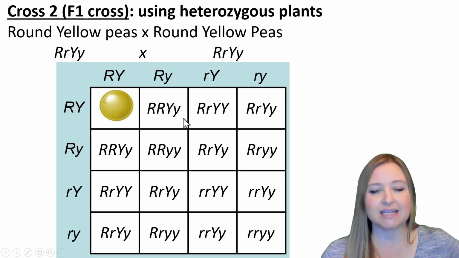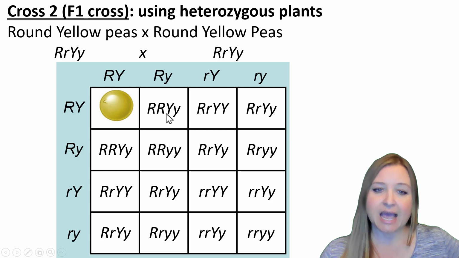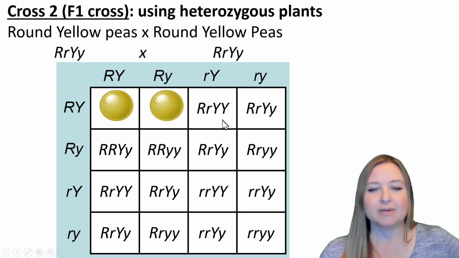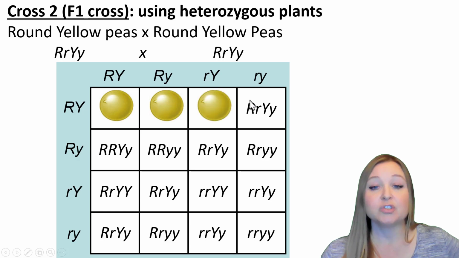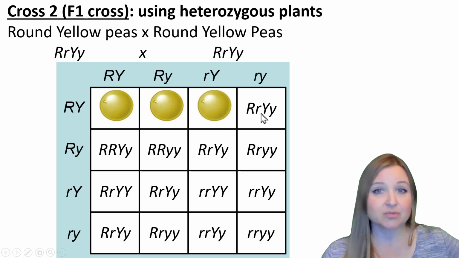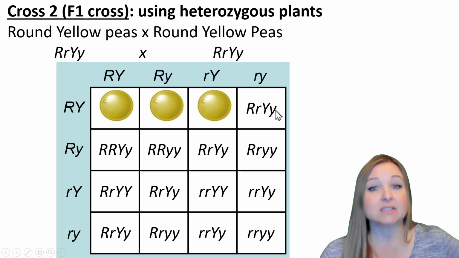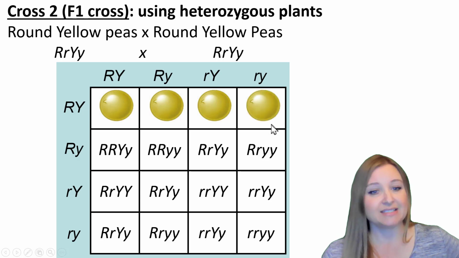Okay, now in this case, big R, big Y, little y. Okay, we have a heterozygous situation here where there's one of each, but the dominant allele is going to win out and mask the recessive allele. So we're going to have a round yellow pea. How about here? Round and yellow. Same thing here. The dominant round allele is going to mask the recessive wrinkled allele, and the dominant yellow allele is going to mask the recessive green allele, and we will have a plant with round yellow peas.